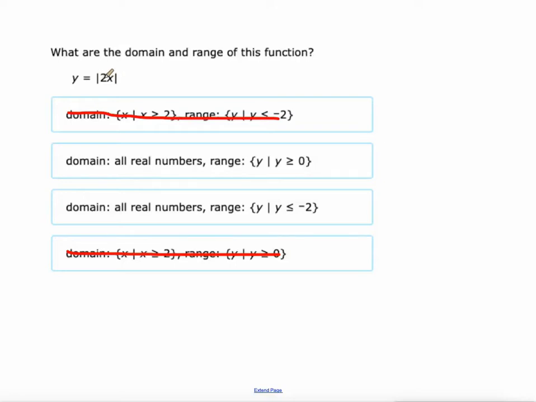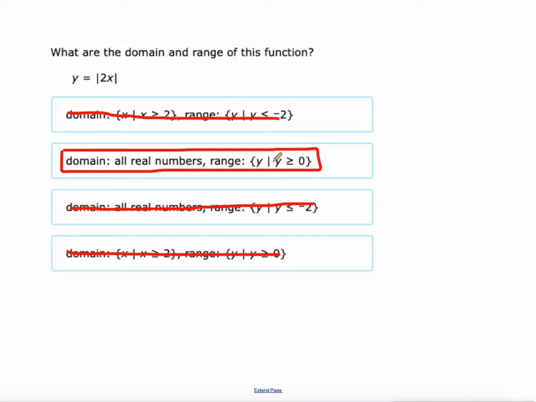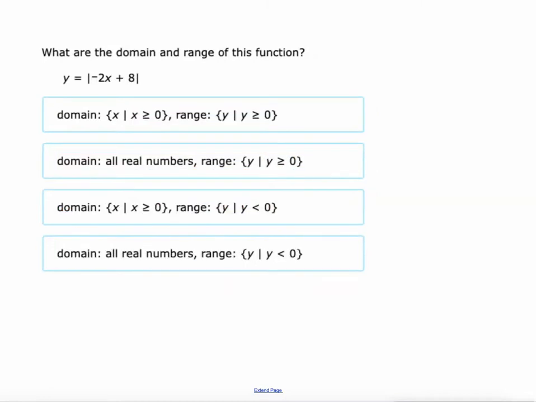If we put negative 1 in for x, 2 times negative 1 is negative 2, and the absolute value of that is positive 2. So you're never going to have something less than 0 either, okay? We're only going to have all real numbers for our domain, and our outputs are always going to be 0 or greater: y such that y is greater than or equal to 0. All right, again, domain is all real numbers. There's not any values of x that I can't substitute into that, okay? So domain is all real numbers.